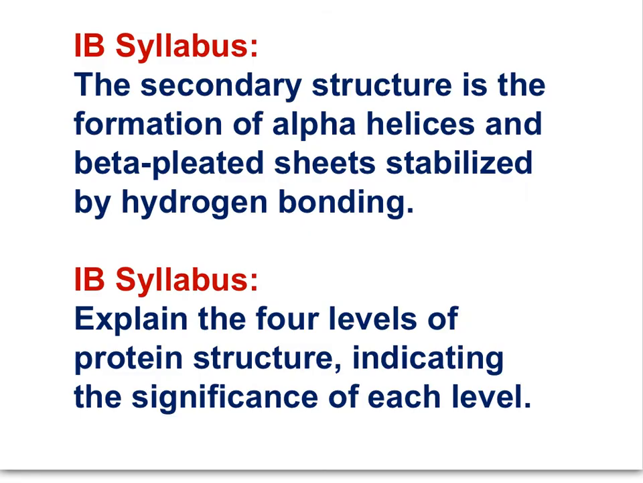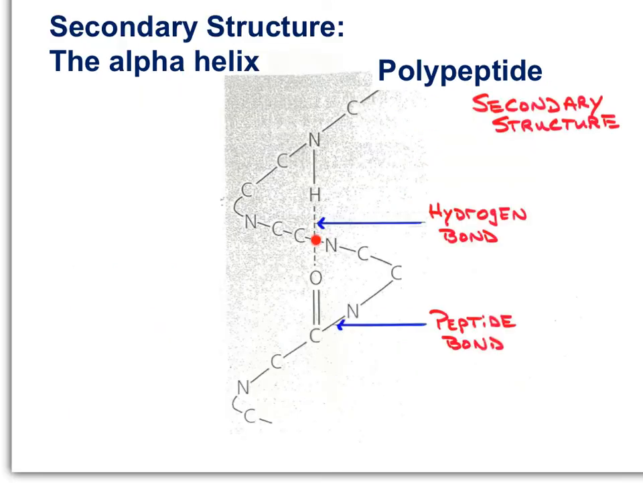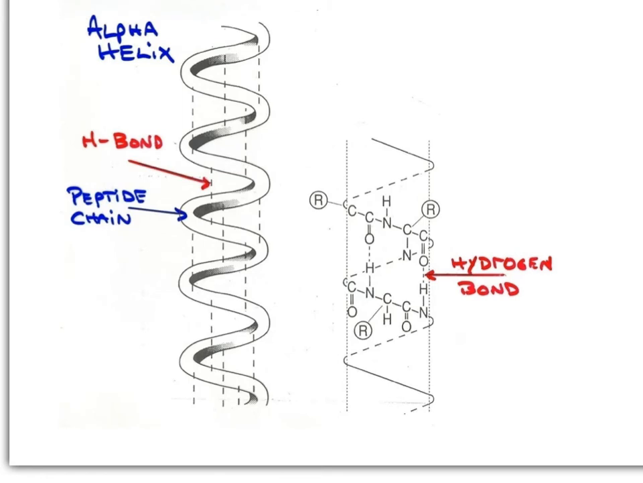Now we take our understanding of protein structure to a new level with these IB syllabus statements. The secondary structure is the formation of alpha helices and beta pleated sheets stabilized by hydrogen bonding. Explain the 4 levels of protein structure, indicating the significance of each level. Hydrogen bonding between different amino acids along the polypeptide causes the polypeptide to take on a helical shape. This is called secondary structure. The helical shape is seen here.